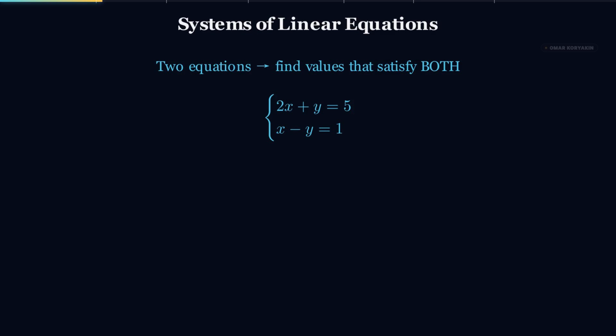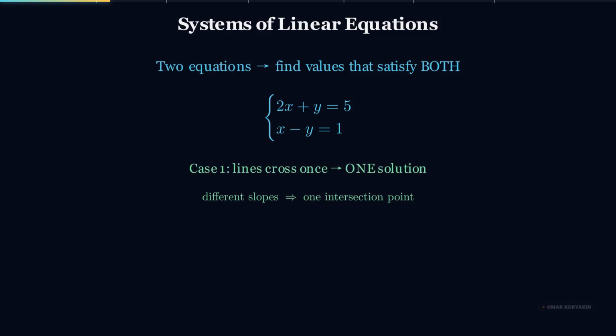Each equation alone describes a line on the coordinate plane. The solution to the system is the set of all points that satisfy both equations at the same time, which geometrically is the intersection of the two lines. Here are the three possible cases. Case 1: the two lines have different slopes, so they cross at exactly one point on the plane. The system has exactly one solution, which is the unique point of intersection. This is the most common case in textbook problems and in real-world applications.